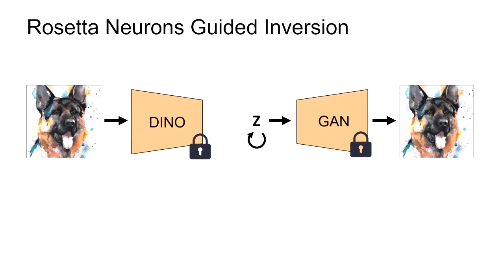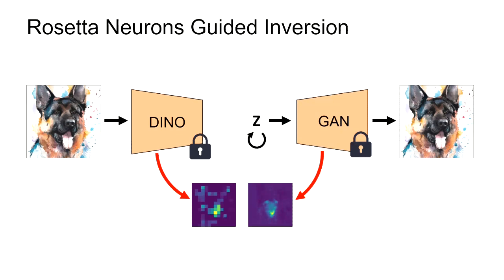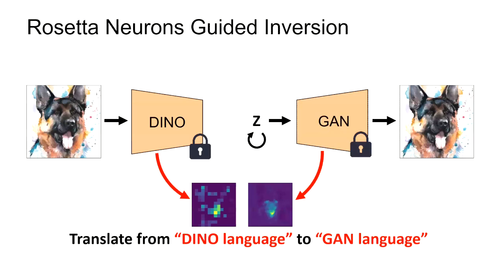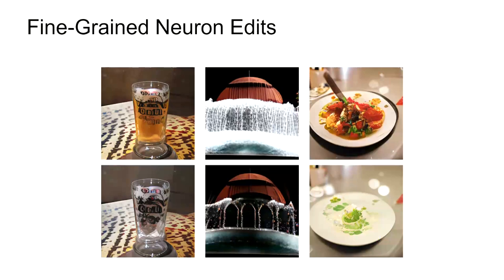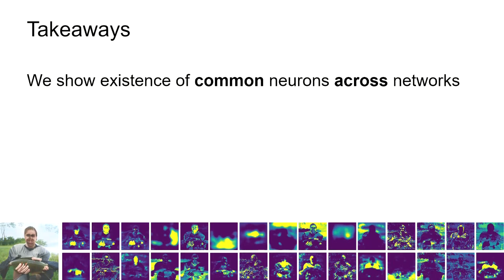Here are some other examples of what these translations can look like. And to the left are examples of the activations we match. The Rosetta Neurons can also be used for spatial edits. Given a set of Rosetta Neuron activations, we can apply a geometric transformation and then optimize the latent of the GAN to best match those activations. Or we can target a specific neuron for fine-grained edits.